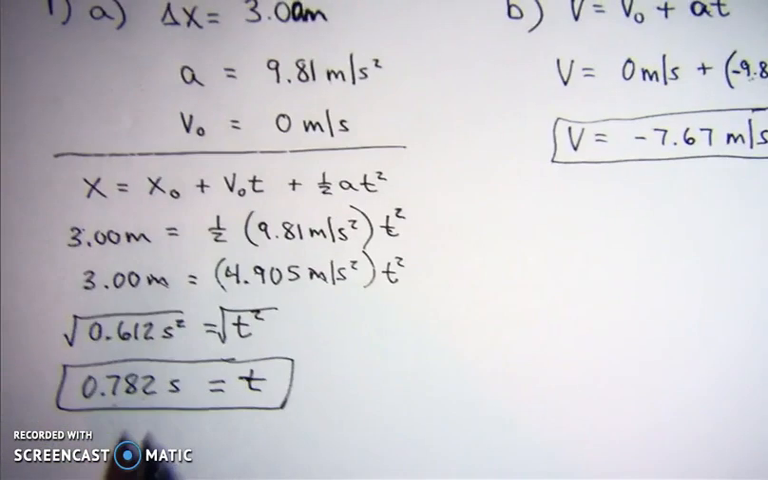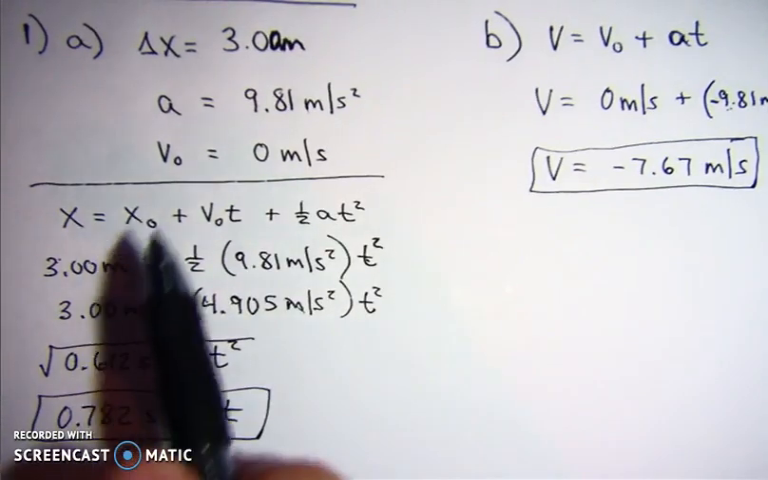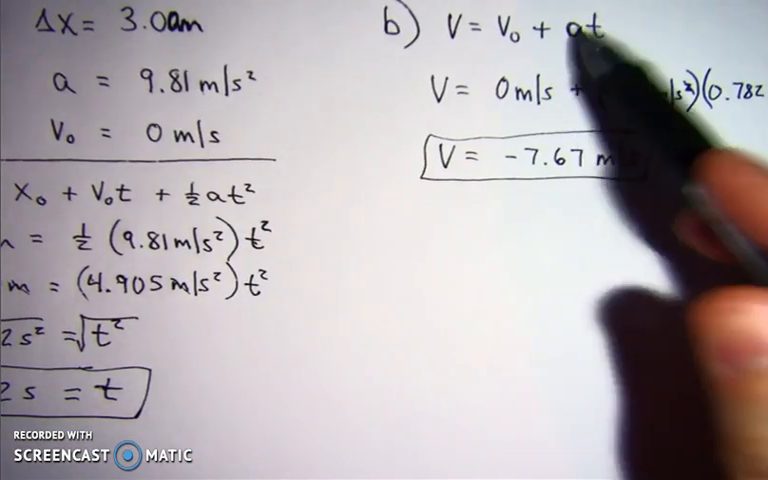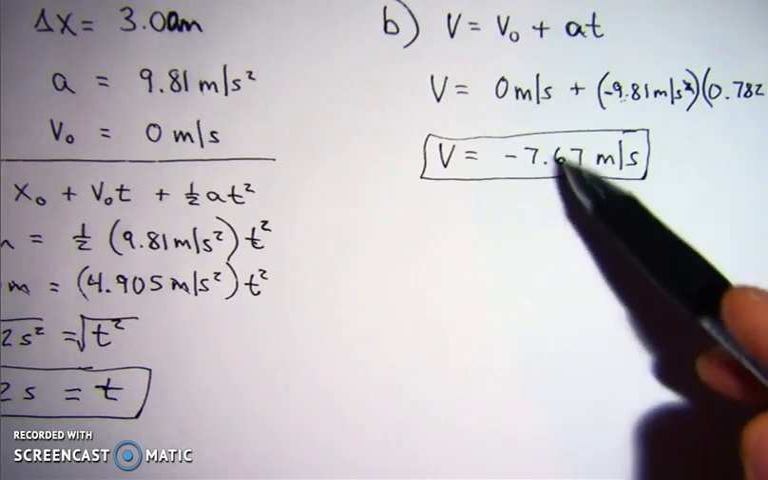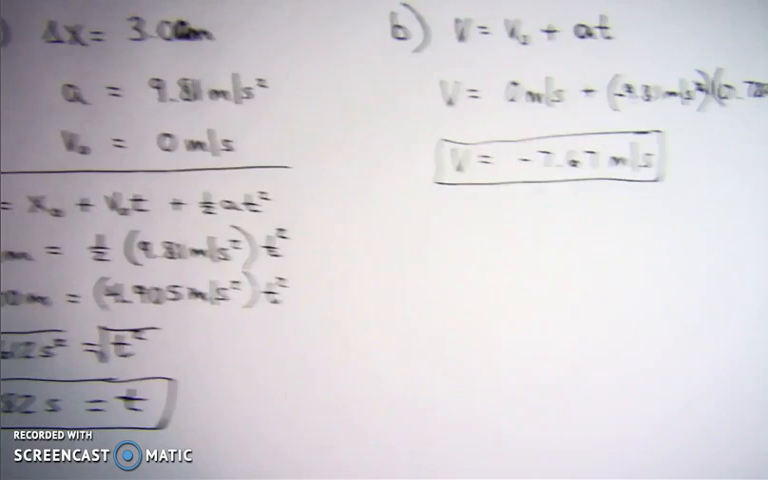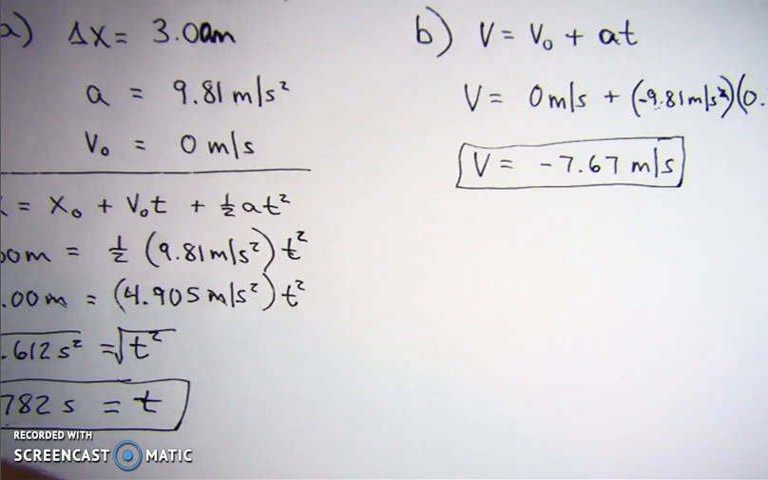So we solved for the time it took to drop off of that diving board, just stepping off and free falling, and then we calculated what speed you would reach, what your final velocity would be as you entered the water. Okay, now that's A and B for number 1.